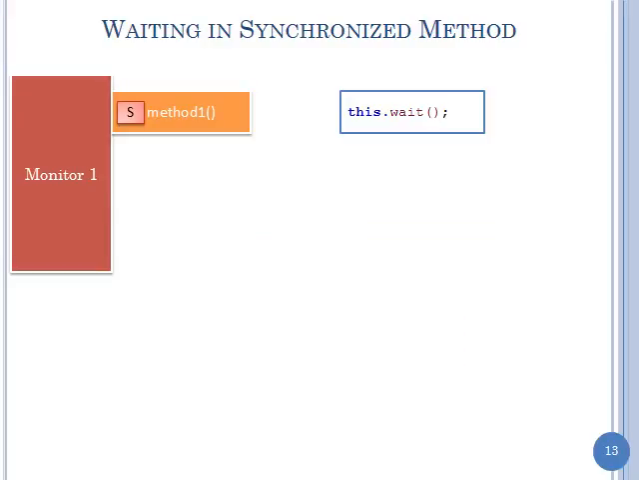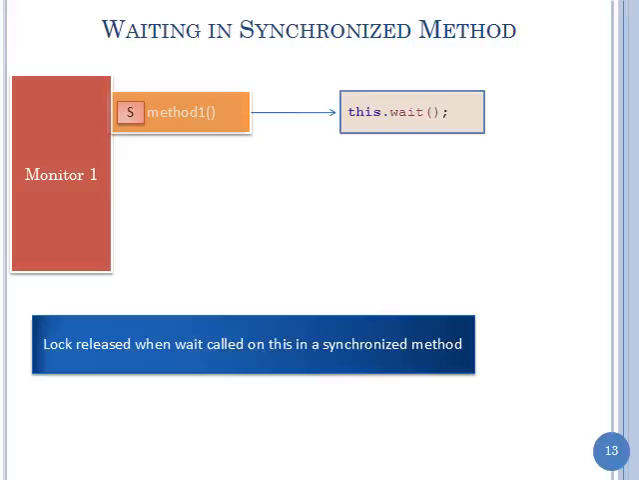Okay, let's see if we further understand things or not. So when method 1 in the middle calls wait, does it release the lock? I'm waiting on myself. So here's a thread. It's calling method 1 and it does this dot wait. Do we release the lock? We saw it does, right? So you call this and the lock is gone. Okay, we seem to understand that. So the lock is released when wait is called on this in a synchronized method.